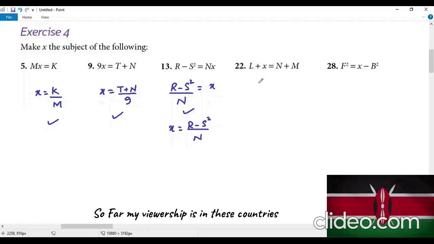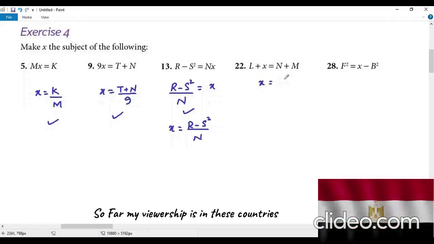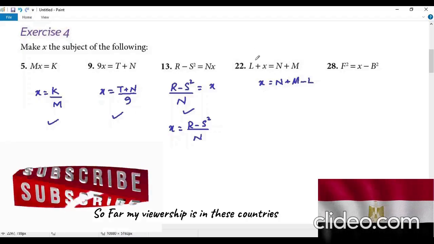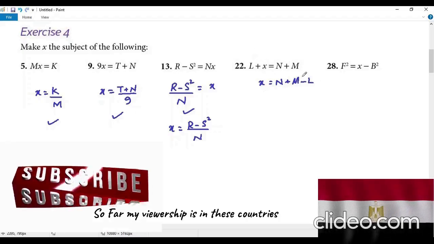Now when it comes to a question like this, it says L plus x equals n plus m, so you have to keep x as it is, no change, and n plus m. Since it is a plus L here, on the other side it will go as a negative L, because L is not multiplying by x but adding, so on the other side it will go as a subtraction.